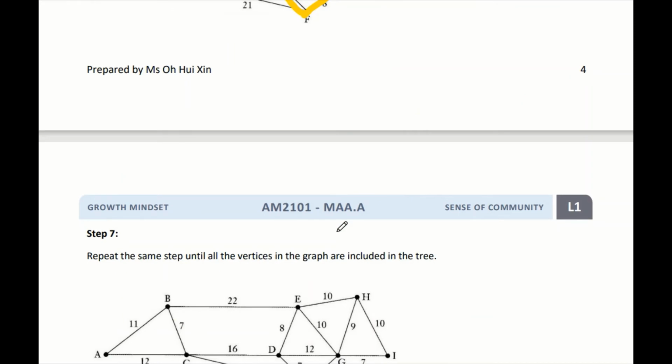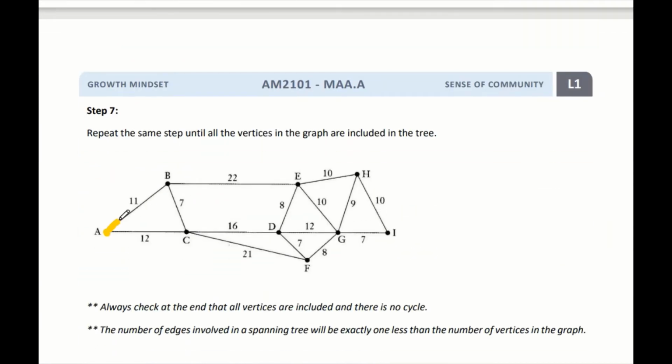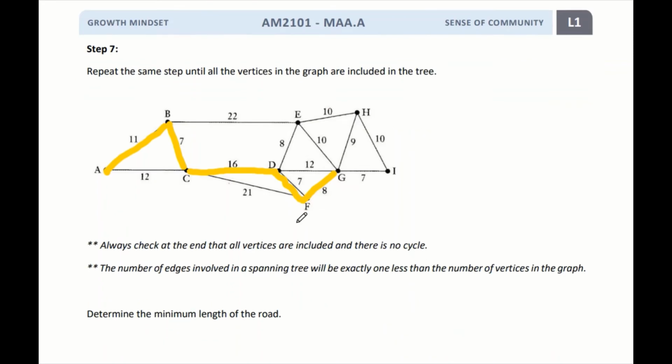Okay, so now same thing for the last one. Let me try to draw everything that we have found just now. I'm not splitting this into different steps because you can realize it's the same thing going on. So repeat the same step until all the vertices in the graph are included. Because we talk about a spanning tree, you must make sure that you can reach every vertex. So in this case, we are still left with E, F, H.